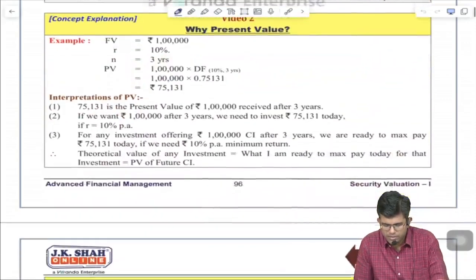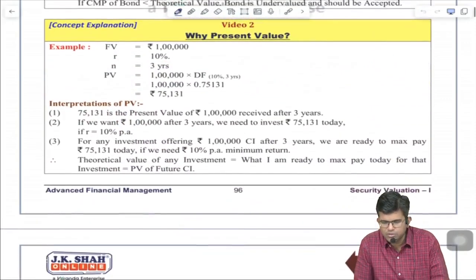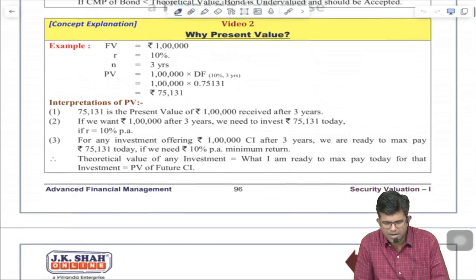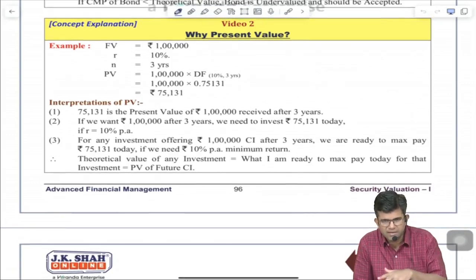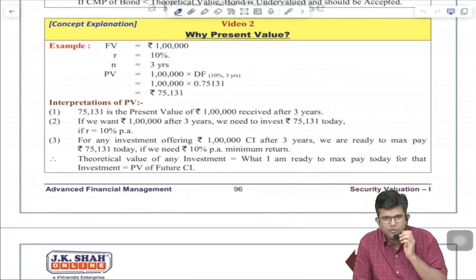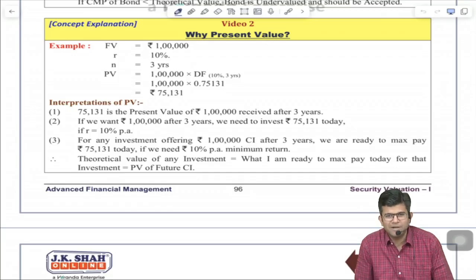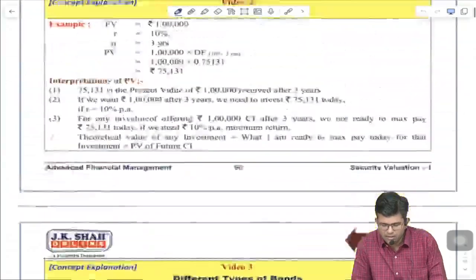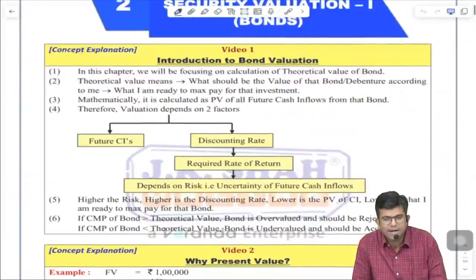I have written some notes here on why present value, but that we can cover. In fact, if you go to the JKC YouTube channel, I have shot one video on why present value. I have discussed all this only, but in short, I have told you a lot in detail. All right, so these two things now we will write in our notebooks.